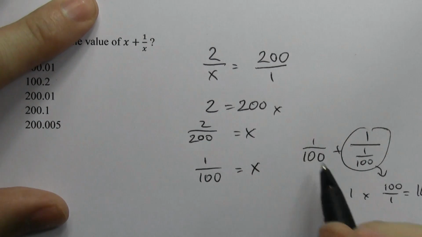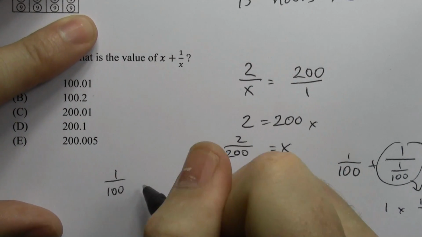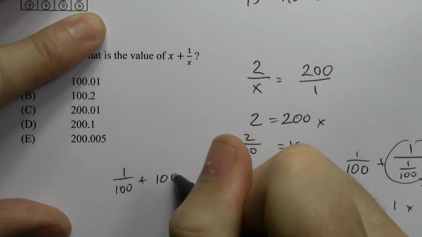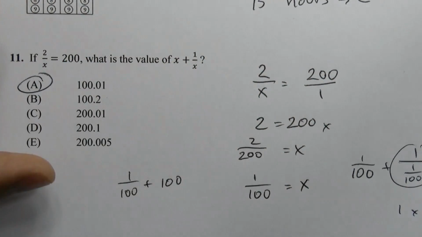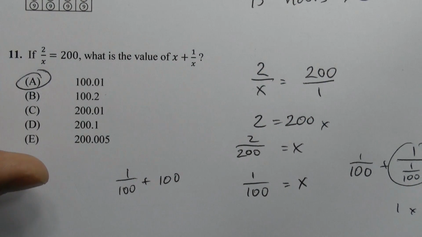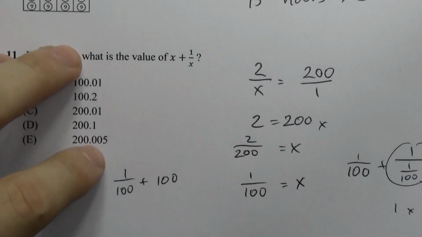So the total representation here is 1 over 100, which is x, plus 100, right? So it's 100 plus 100th, right? Which is A. So we didn't quite need the calculator for that if you're comfortable enough with the fractions, right? Let's try another fraction question.